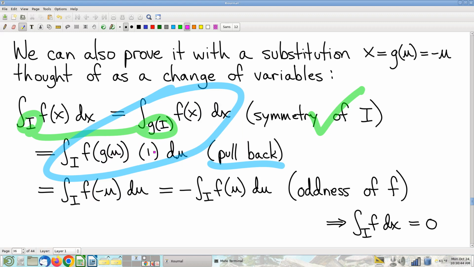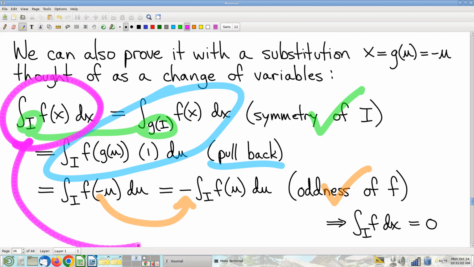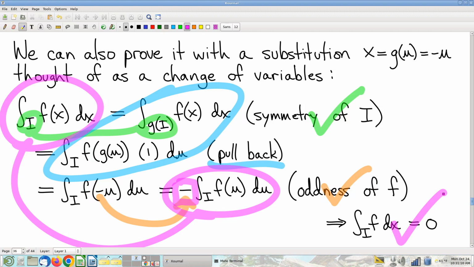So we invoke the symmetry. We do a change of variables, aka a pullback. Don't forget, the reflection is a minus sign. And then we use the oddness. The oddness pulls out that minus sign, and the result is that the integral I'm interested in is its own negative. And if anything is its own negative, then it's 0. Right, so that's the argument.